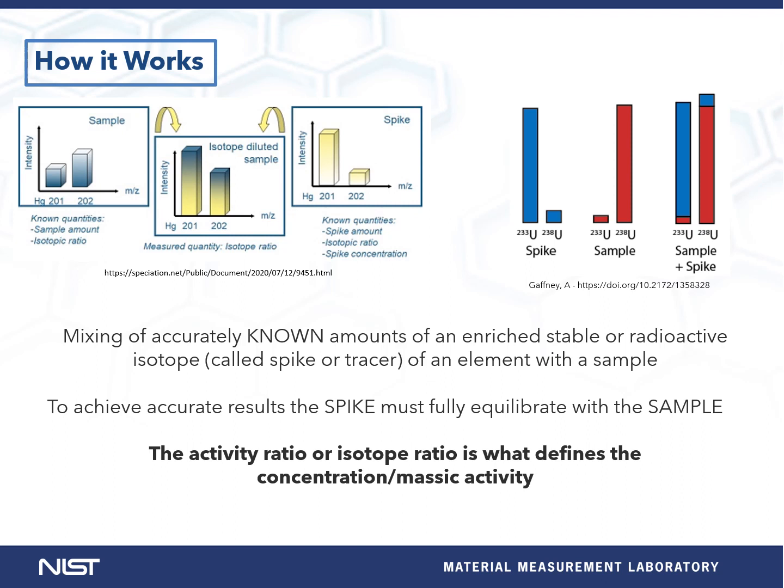So how does this work in reality? For the isotope dilution technique, an accurately known amount of an enriched stable or radioactive isotope spike, which is also called a tracer, of an element is mixed with the sample, and the activity ratio or isotope ratio of this mixed sample is what defines the basic activity or concentration. The quantities that are known are the sample mass added to the mixed sample and the sample isotopic ratio, the spike mass added to the mixed sample and the spike isotopic ratio, and the spike concentration and the isotopic ratio of the mixed sample. It is important to know that to achieve accurate results by isotope dilution, the spike must be fully equilibrated with the sample.